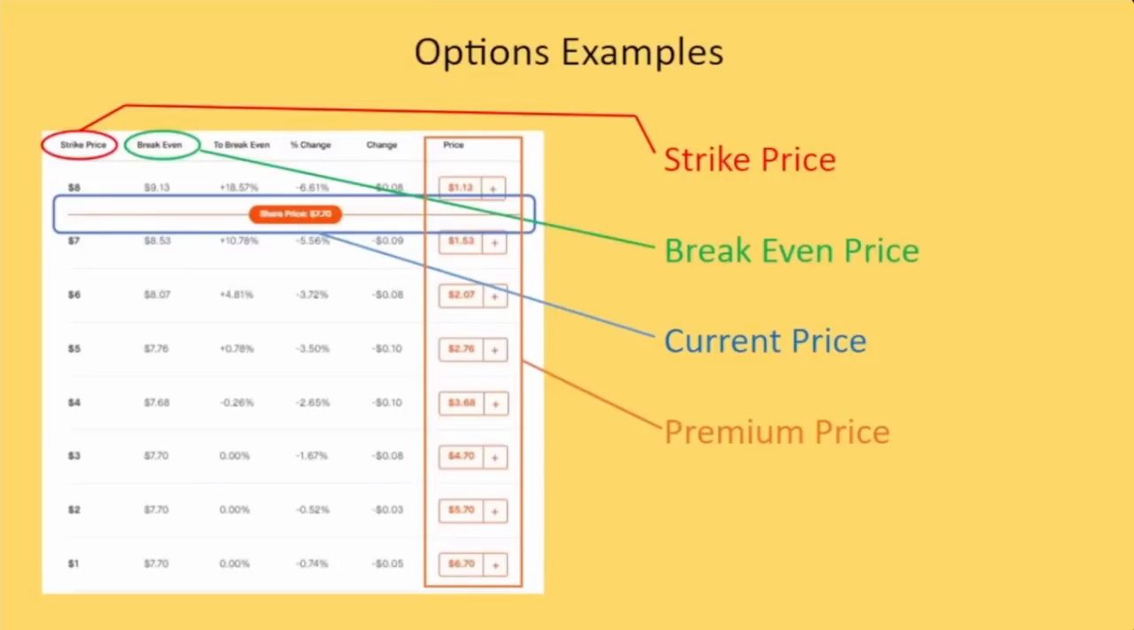All right, so now we look at break even. As you can see underneath that green circle, if we take an $8 strike price plus our premium to get our break even price, using that formula, strike price plus premium.